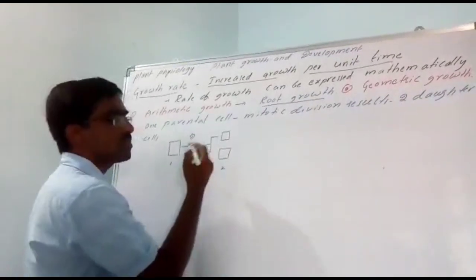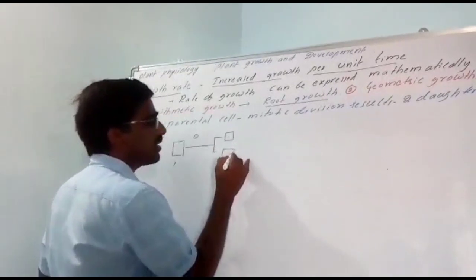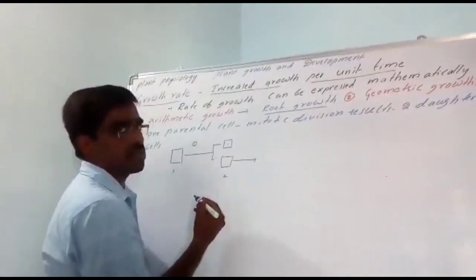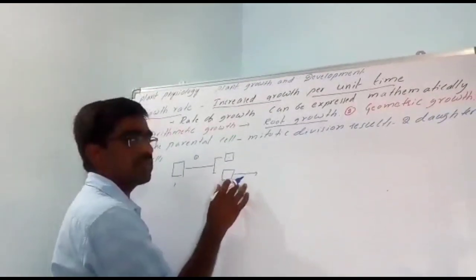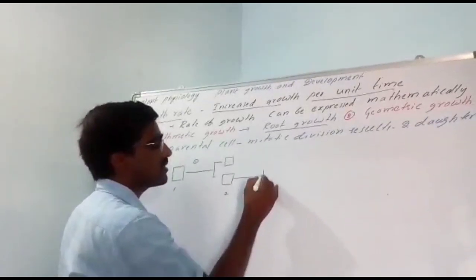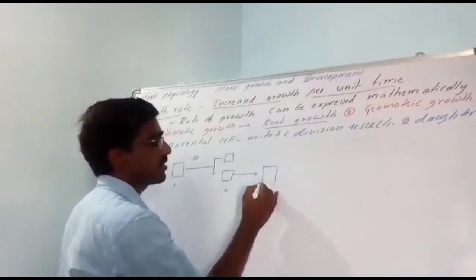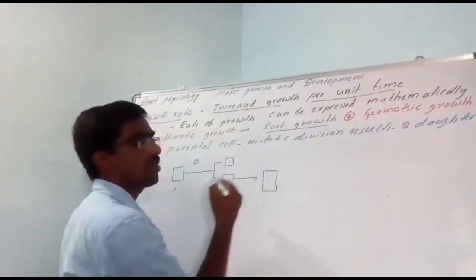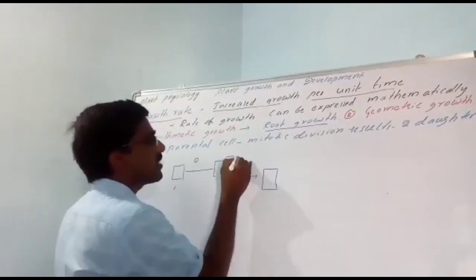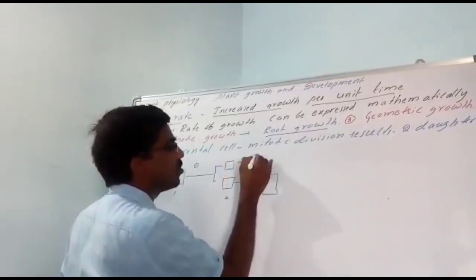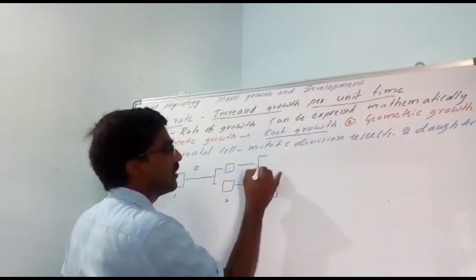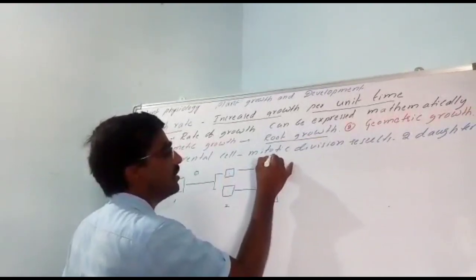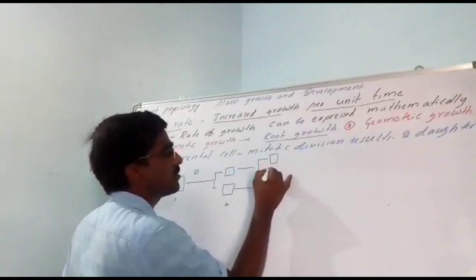Now, out of these two daughter cells, one cell continues only for elongation. One cell always continues elongation, in the sense that it increases in size. It does not undergo mitotic cell division. But the other cell undergoes mitotic cell division. As a result of mitotic cell division, two daughter cells are formed.